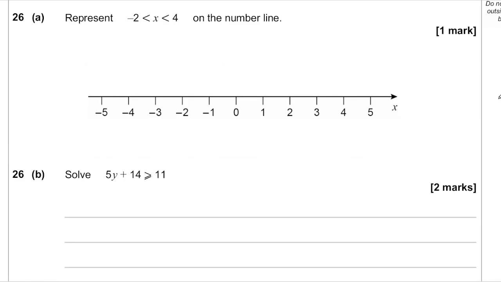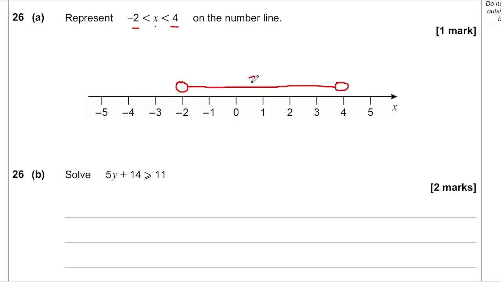Okay, 26a. We're doing inequalities. So the key thing on this one, it gives me 2 numbers, so I'm drawing 2 circles. I'm looking at the inequality sign, there's no equal to line on it underneath there. So because it doesn't have an equal to line, I'm just going to do open circles at -2 and 4. And because my x is in the middle, I'm going to join those 2 together.